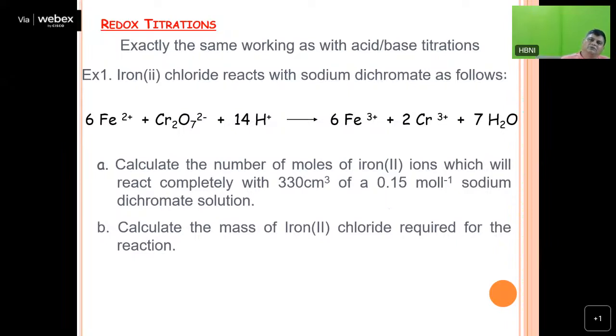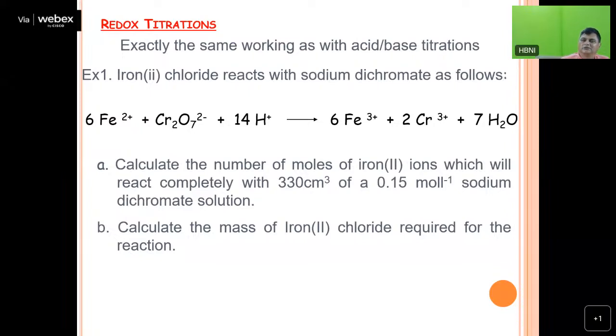So we can see from this equation that 6 moles of iron chloride react with 1 mole of sodium dichromate. Now what is given to me is 330 ml of iron chloride with a concentration of 0.415 moles per liter, which has been utilized.